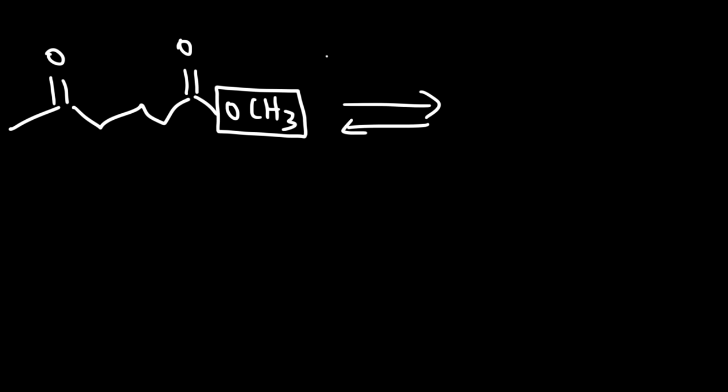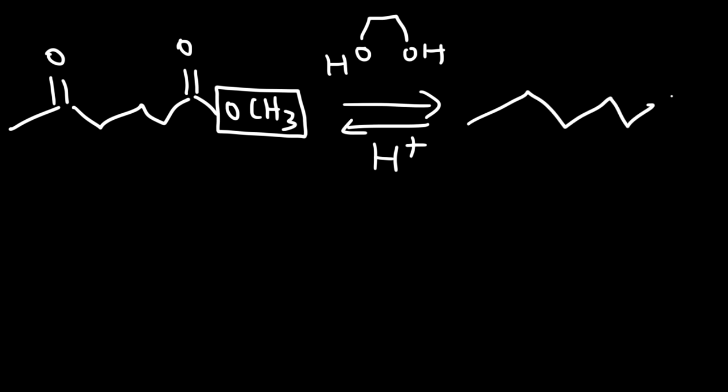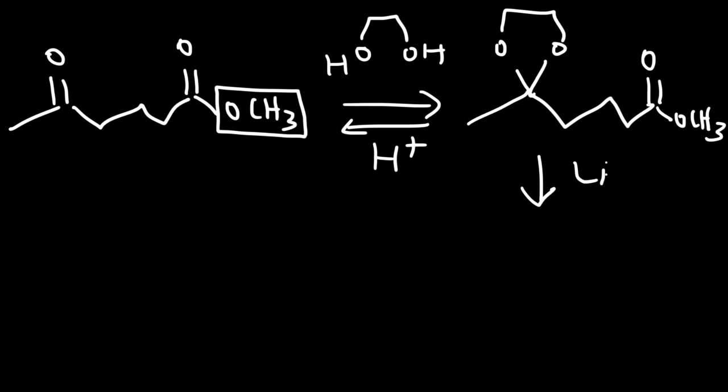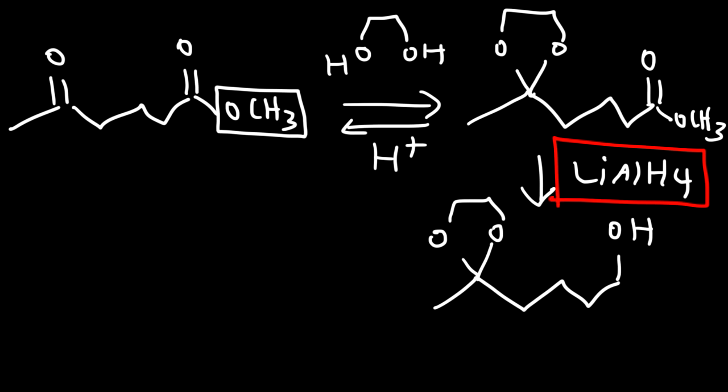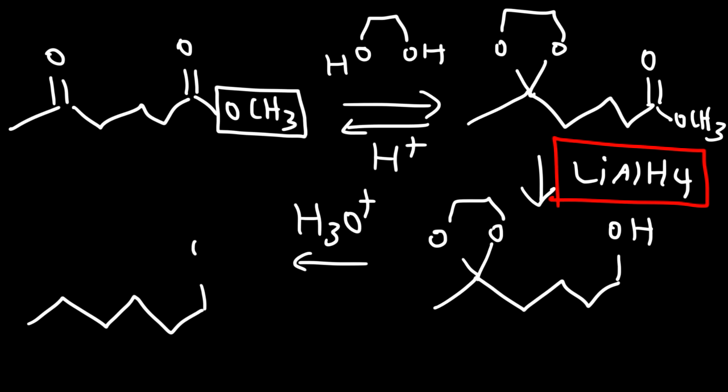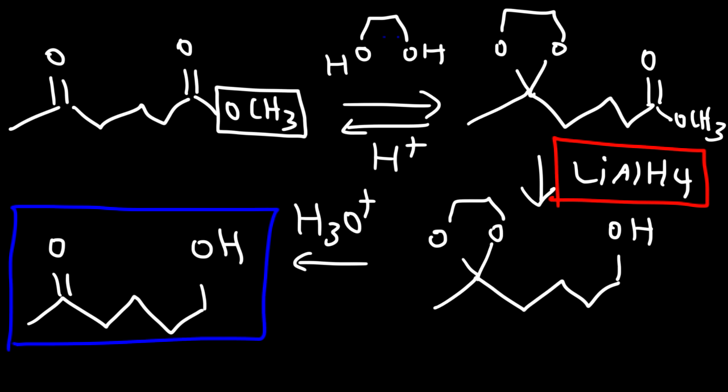So the first thing we need to do is react the ketone with ethylene glycol. And so this will protect the ketone from nucleophilic addition reactions. So now we can reduce the ester with lithium aluminum hydride, turning it into an alcohol, while the acetal group remains unaffected by lithium aluminum hydride. And then we can remove the protecting group with H3O+, converting it back into a ketone. And so that's how we can reduce the ester, but not the ketone, by the use of a protecting group.